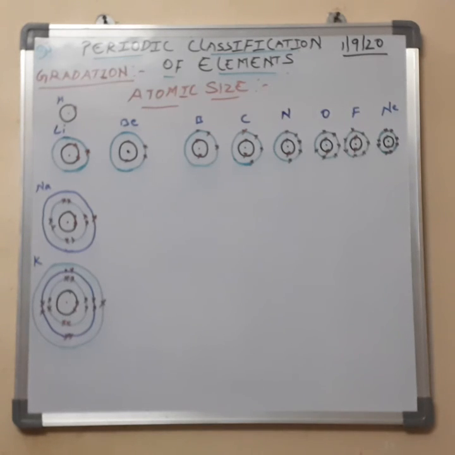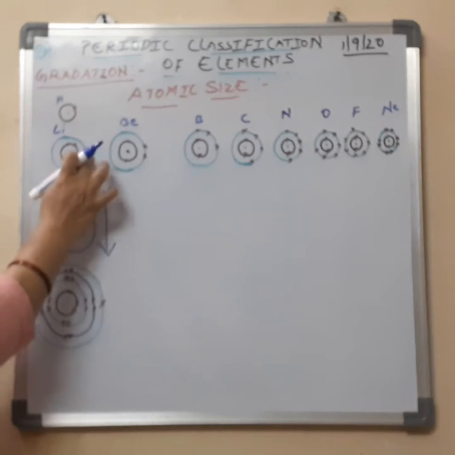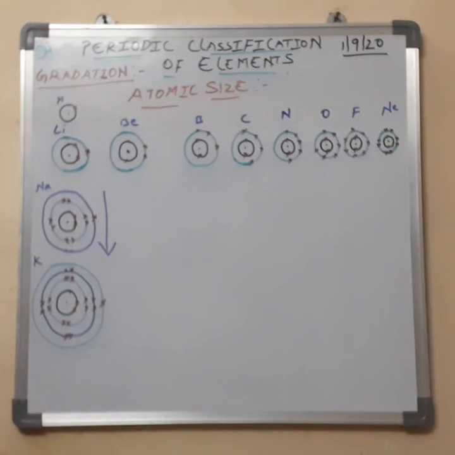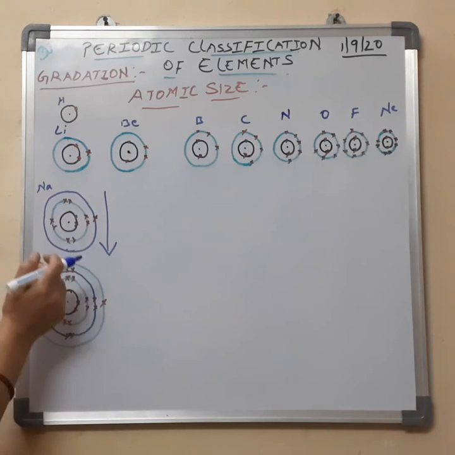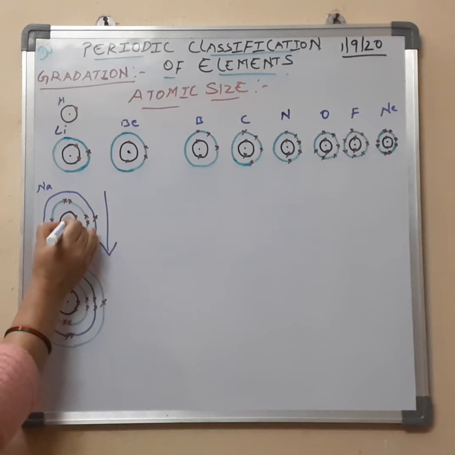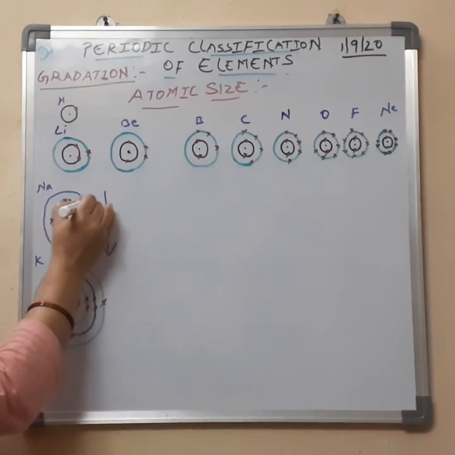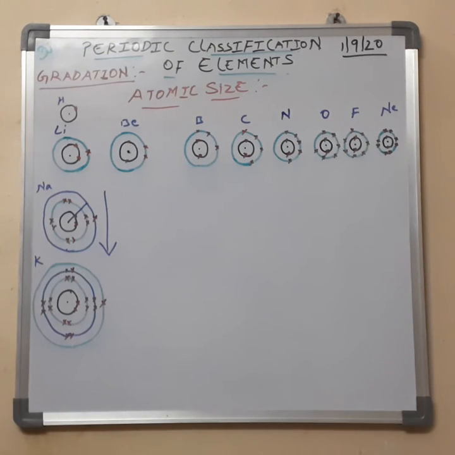Down the group, as you observe, in the outermost shell the electron is only 1. So the valence electron is the same, but the valence electron is entering into a new shell. As a new shell is added, the distance from the nucleus to the outermost shell increases, isn't it? So the atomic radius is increasing, and as atomic radius increases, obviously the atomic size also increases.